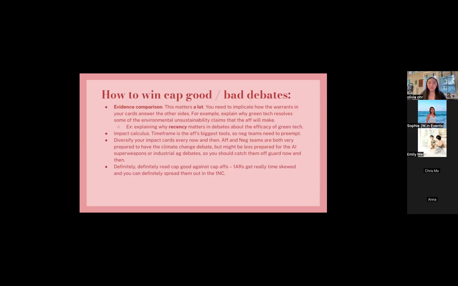And then you should definitely read cap good against cap affs. I think this is super underrated because 1ARs get really time crunched and time skewed, so you can spread them out in the 1NC. If you're able to read 20 or 30 cards in the 1NC, then there's no way the 1AR can get back from that with 4 minutes, especially if you read another position. And because it's on case, they have to answer it first. So they'll probably undercover a topic specific disad if the aff is topical, or they'll undercover framework. So it gives you a time skew advantage, especially in LD.